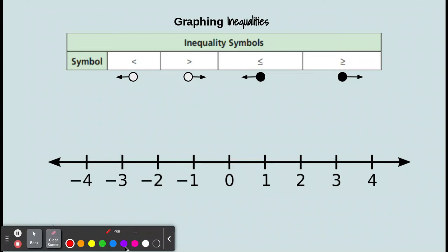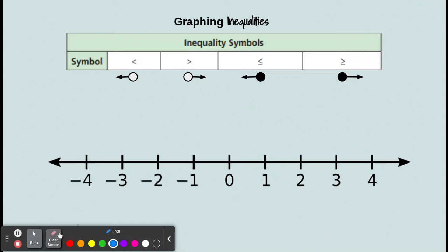Okay, now what about x is less than or equal to 4? Okay, so we find 4 on our number line. It's less than or equal to, so it can include 4. So let's color in our circle. And it's all the numbers less than or equal to 4. So the graph looks like that.